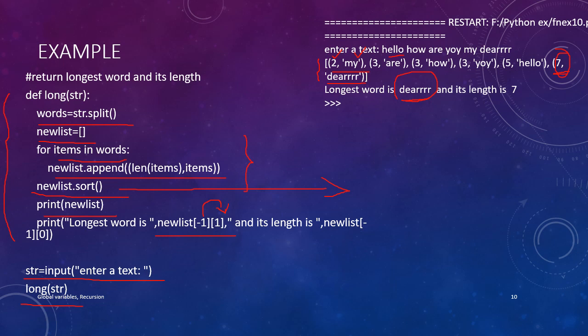To track the last element, we are using minus 1. Among the last element, 7 will be in the 0th index location and dearrrr will be in the first index location. We want this element, so I am using minus 1, 1. And its length is new list minus 1, 0. So this is another example using the concept of the list split function together with the function concept.